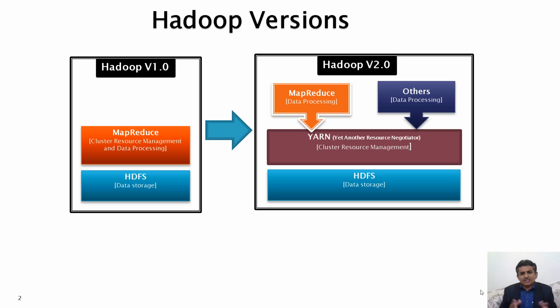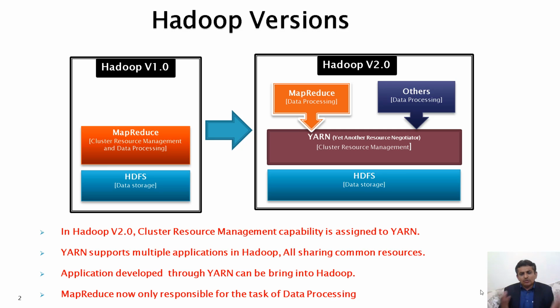The version 2.0 also supports other types of processing components. Overall, in Hadoop 2.0, cluster management capability is assigned to Yarn. Yarn supports multiple applications in Hadoop, all sharing common resources. Applications developed through Yarn can be brought into Hadoop. MapReduce is now only responsible for the task of data processing.